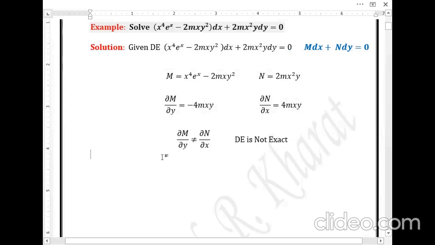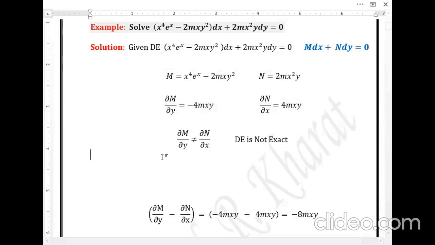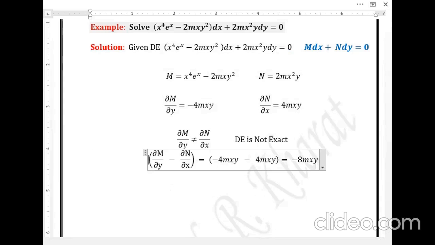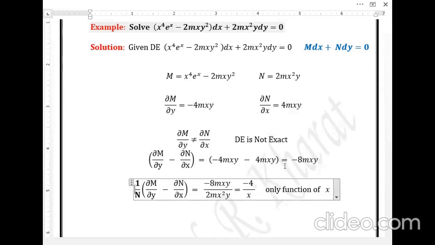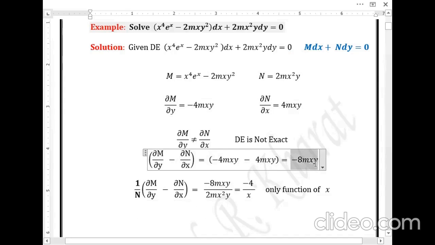So we will just go for rule number 3. We have to take the subtraction of both. The subtraction of dM/dy with dN/dx is minus 8 times mxy. This is the subtraction, and we have to divide these particular terms by N or M. To identify this, the subtraction contains mxy and minus 8 is a multiplier of those terms. So we have to check whether in M and N the single term is present.